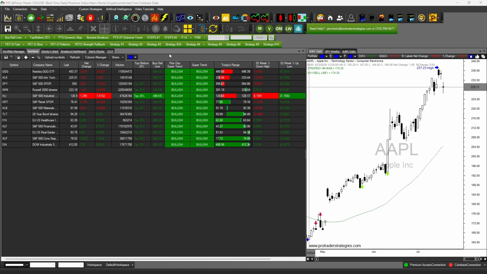Okay, so I'm going to draw my eyes over here to prior day trend. We're in a bullish market yesterday. Super trend is bullish. Everything is up. The buy-sell line, everything is above our buy-sell line. And so then what we're going to do is we're going to go over to net change, and we're going to just sort real quick by the net change, either by the dollar amount or by the percentage, doesn't really matter. And we're really going to take a look at what is happening today.